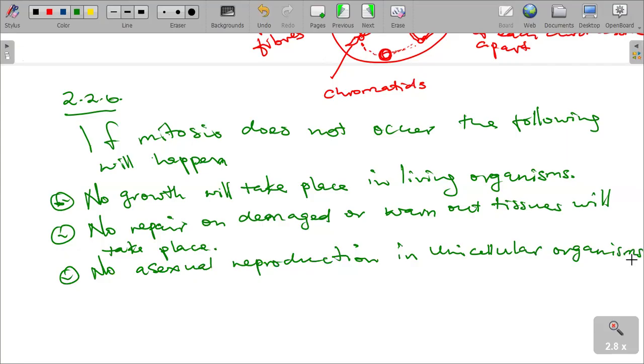So this will not take place if mitosis does not occur. If mitosis does not take place, we don't have the points that I'm giving you right now. Please note that mitosis is very important for growth, for repairing of damaged or worn out tissues, and also for promoting asexual reproduction. If it does not take place, those cannot occur.